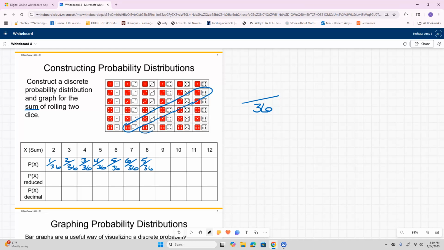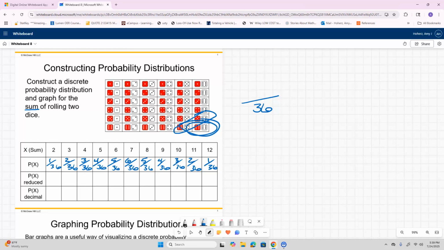And then I'm just going to kind of finish up quickly, hopefully you're understanding. The next one for 9s is only 4 out of 36. 10s are 3 out of 36. And then when we get to 11, there's only 2 ways to make an 11, either 6 and 5 or 5 and 6. And then there's only one way, just like with the 2, there's only one way to make a 12, and that's a 6 and a 6. That's the only way to get a 12 is a 6 and a 6.